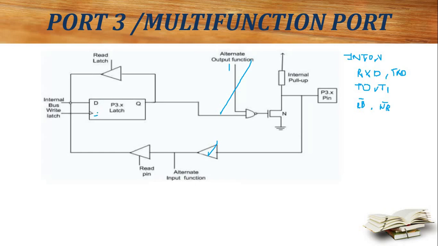Here we have clock pulses and this will be Q bar. When we are not operating the alternate output function, this connection will not be present there. We'll be just pulling up through this FET transistor. If I'm using the alternate function mode, then at that time this circuit will be enabled, and this we don't need to use. This is about port 3 as a multifunction port.